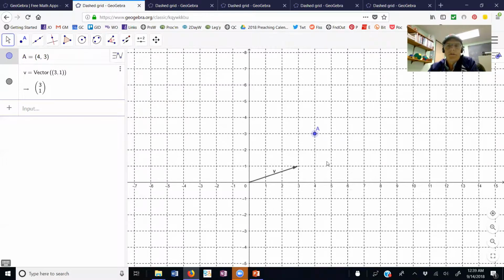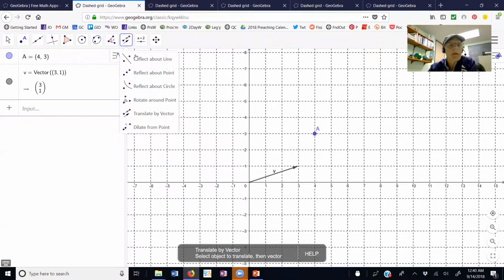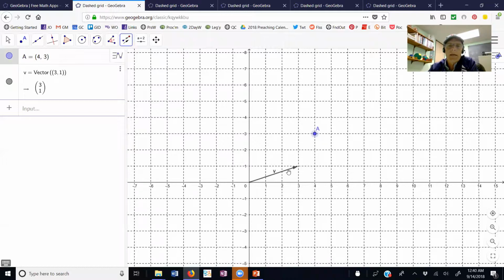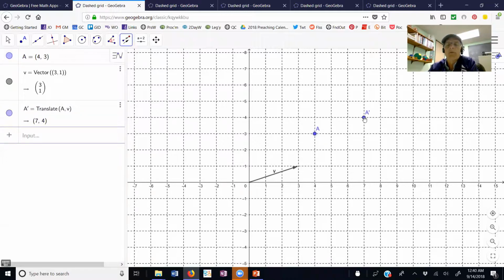Here I'm using GeoGebra, and I have the point A here, and I have vector V, which goes from 0,0 to 3,1. And I'm going to be translating point A using vector V. So here's point A, and here's my vector, and I get A prime, which is here. The key is that this is to the right 3 and up 1, to the right 3 and up 1.